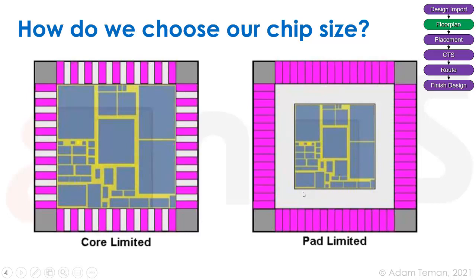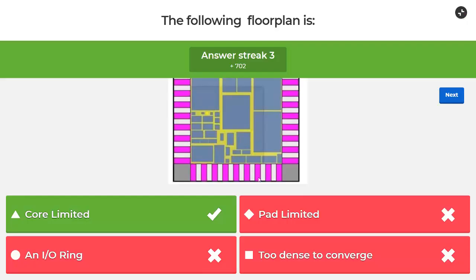Often in today's type of chips, we would fill up the inside with extra memory if we had the extra space, because we're paying for the silicon real estate anyway. So this is a core limited chip, of course. It is not pad limited. An IO ring, well, it is an IO ring. This is the IO ring around it, but that's not what we meant here. And too dense to converge, it may be too dense to converge, but we don't have that type of data from this picture.